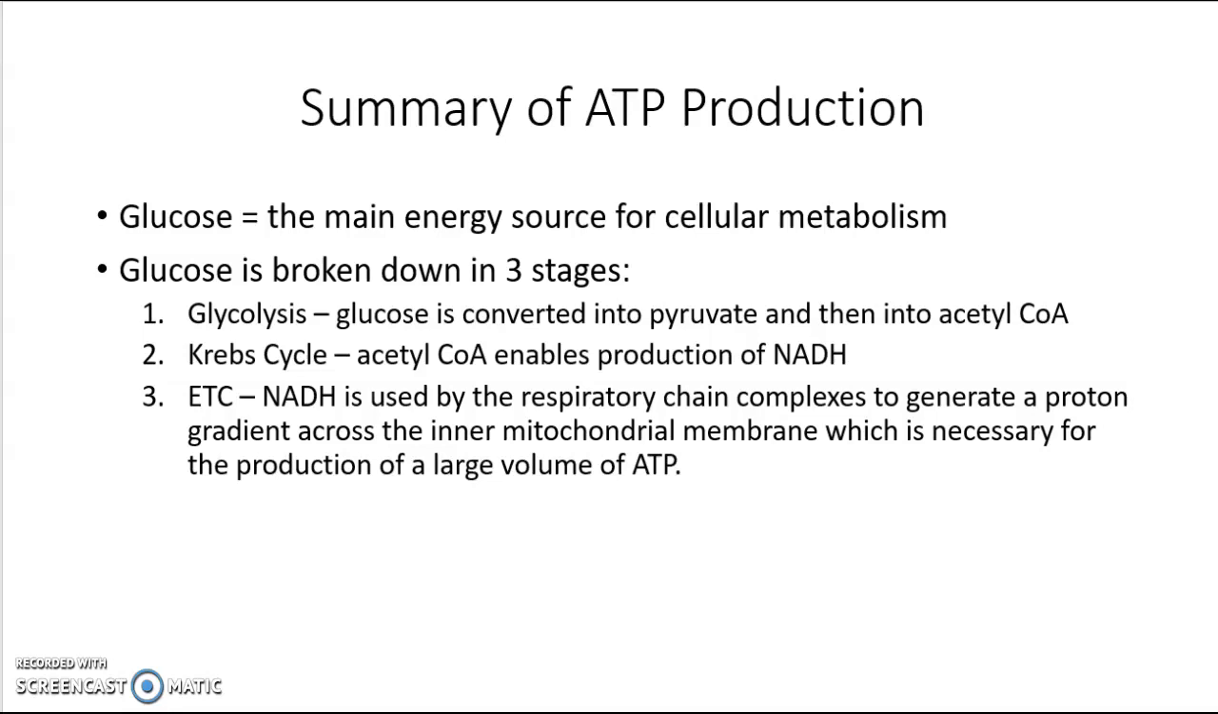Secondly is the Krebs cycle, where acetyl-CoA enables production of NADH. Third is the electron transport chain, where NADH is used by the respiratory chain complexes to generate a proton gradient across the inner mitochondrial membrane, which is necessary for production of a large volume of ATP.